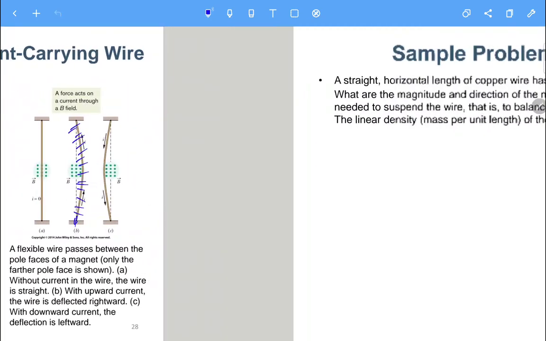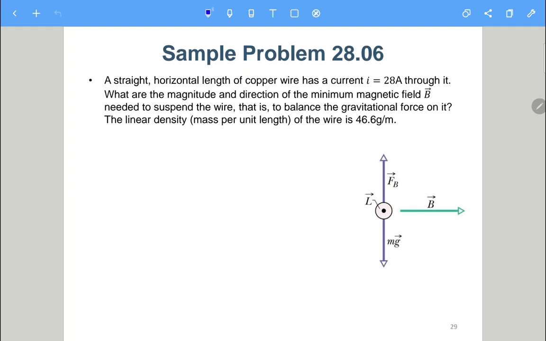Okay, so here we have a sample problem. It says a straight horizontal length of copper wire has a current I through it. What is the magnitude and direction of the minimal magnetic field B needed to suspend the wire? That is, to balance the gravitational force on it. The linear density, mass per unit length, of the wire is 46.6 gram per meter. Okay, here, of course, it will have gravitational force, which is mg.